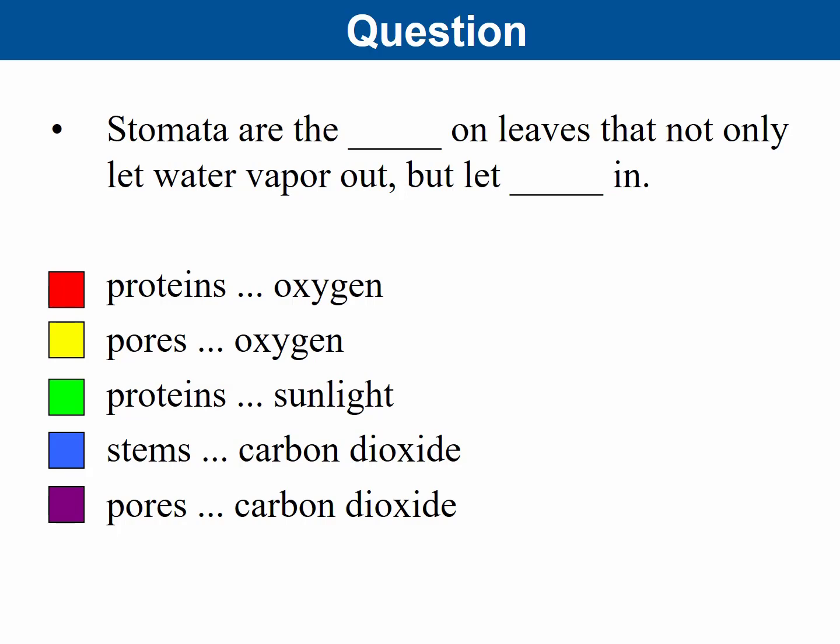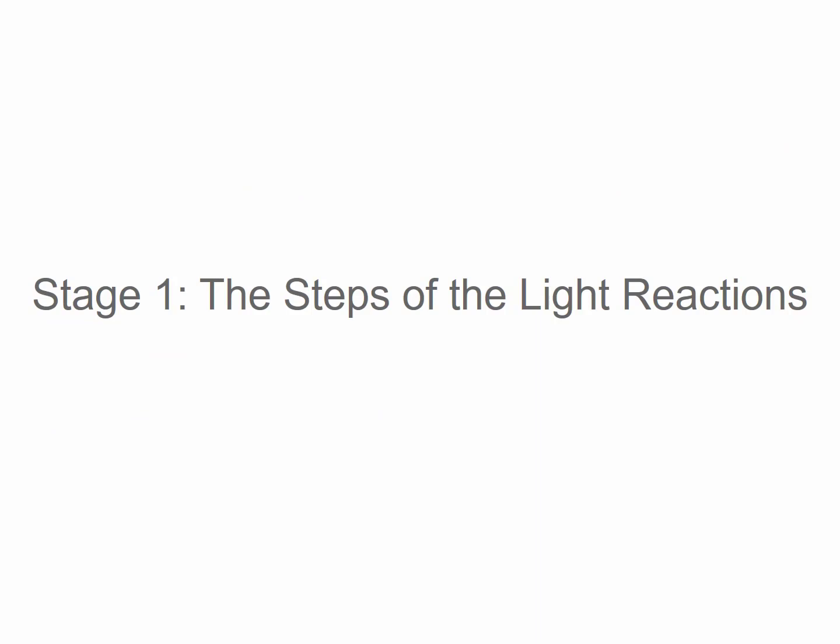Now, think for a minute, what else is going to leave out of the stomata? So we said water vapor goes out. What else would leave the stomata? And the answer is that the oxygen also leaves out of the stomata. And so again, that's how plants help contribute oxygen to the atmosphere. And so we're going to go ahead and talk now about the steps in photosynthesis.